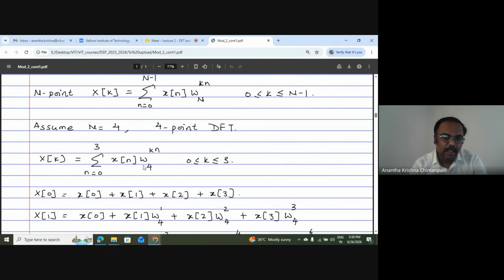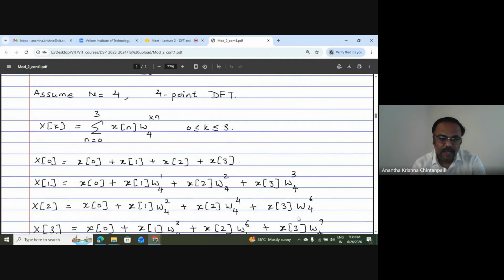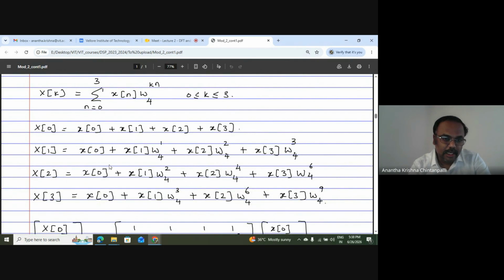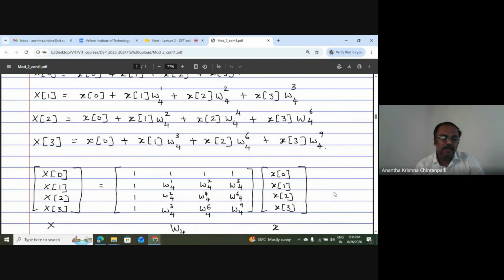If k is equal to 1, then it is x of 0, plus x of 1 times W 4 to the 1, plus x of 2 times W 4 to the 2, plus x of 3 times W 4 to the 3. Similarly for k equal to 2, x of 0, x of 1 with W 4 to the 2, then 4 and 6 for x of 2 and x of 3, this is 3, 6, and 9. So if you want to put it in a matrix format, capital X of 0, 1, 2, and 3, little x of 0, 1, 2, and 3.